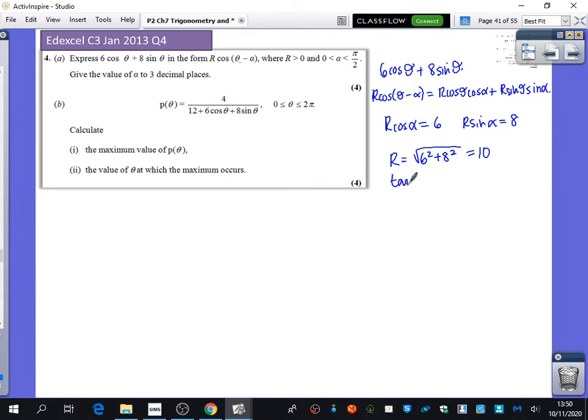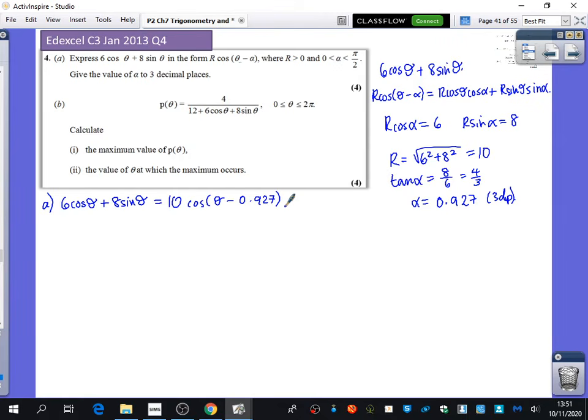And then our value of tan alpha is 8 over 6, which is 4 over 3. And so alpha is the inverse tan of 4 over 3. And you better be in radians mode here. Am I? Yes, I am. And they want that to 3 decimal places, which is 0.927. So our answer to part A is that 6 cos theta plus 8 sine theta is 10 cos theta minus 0.927.